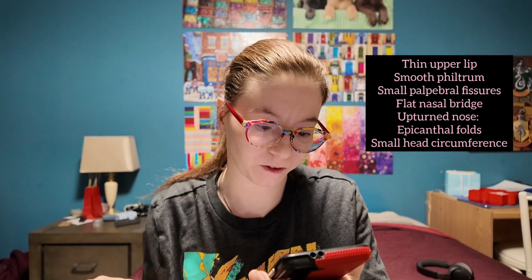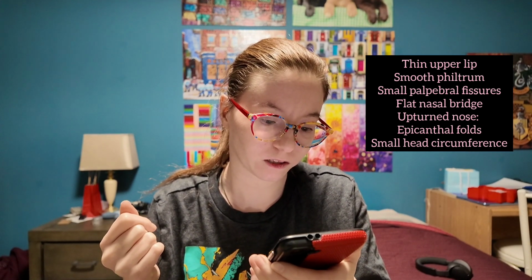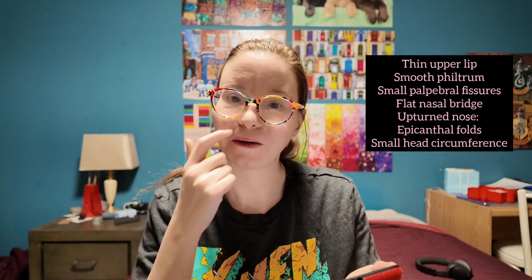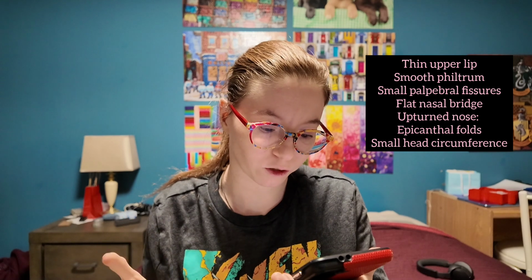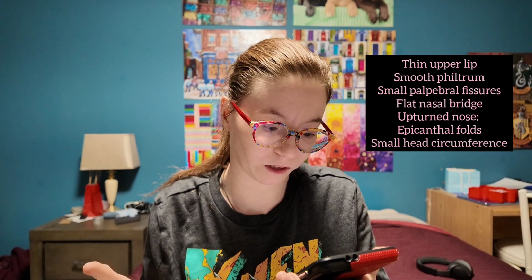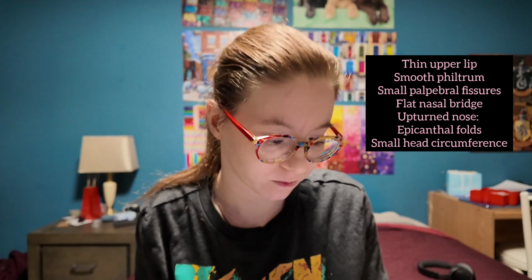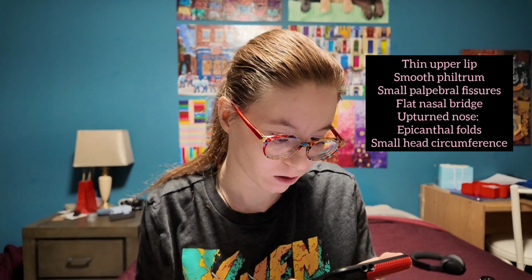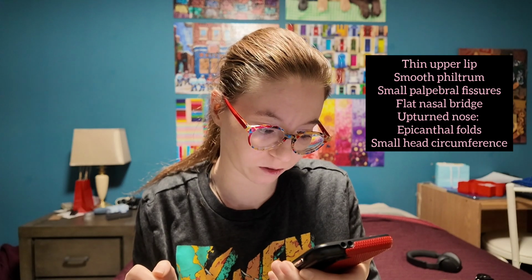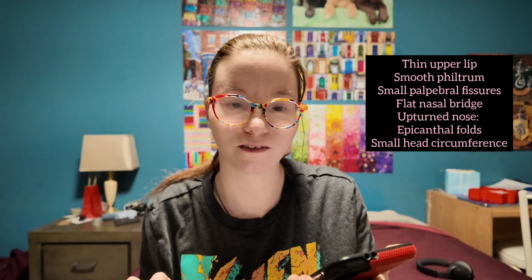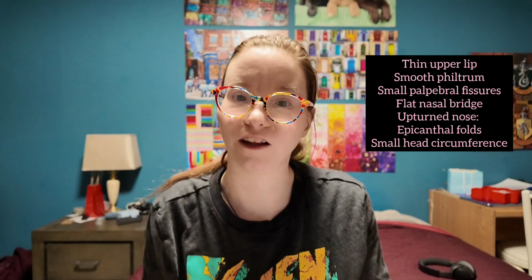The upper lip may be very thin, especially the vermilion border, which is right up here. A smooth philtrum. The philtrum or groove between the nose and upper lip may be smooth. I don't know if you can see that, but it's right there. The third is a small palpebral fusion. The eye openings may be small and horizontal. Flat nasal bridge. The bridge of the nose may be flat.